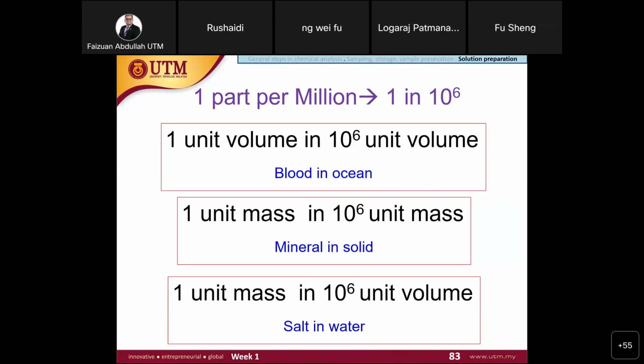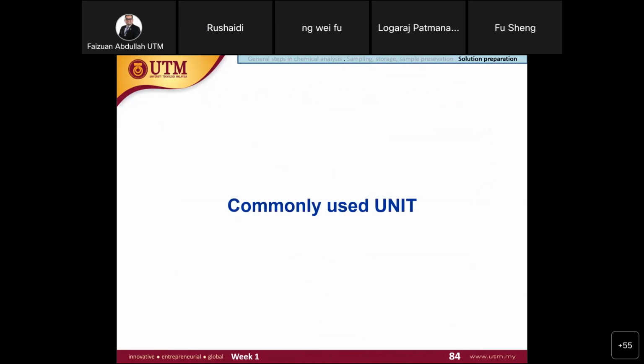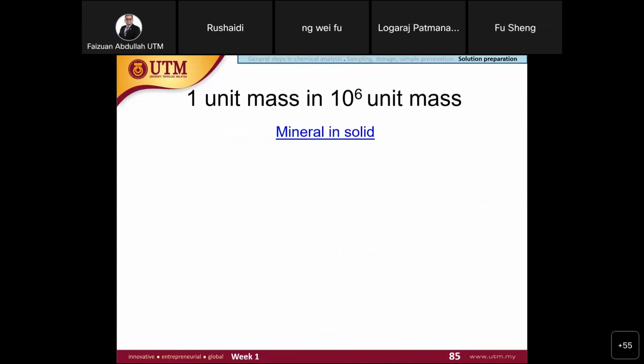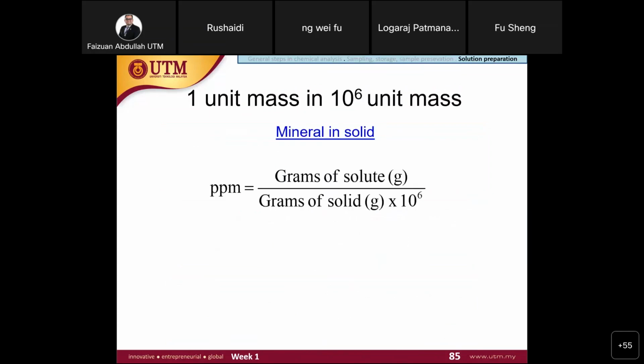1 unit mass in 10 to the power of 6 unit volume, just imagine salt in water. Approximately what is it? Just imagine an Olympic size swimming pool, and put 1¼ bottle, that is one part per million. If you put half teaspoon, that is 1 part per billion, right? So the commonly used unit is ppm, which is part per million.